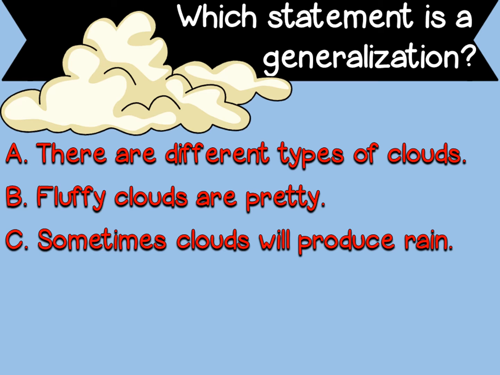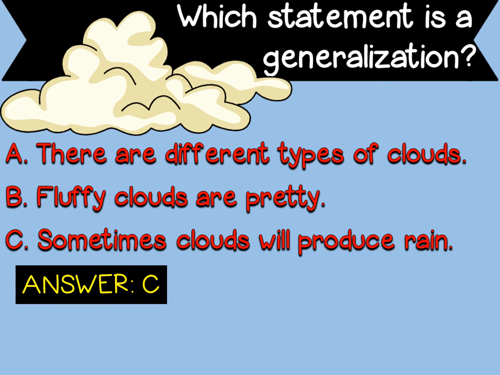What is a generalization? A, there are different types of clouds. B, fluffy clouds are pretty. C, sometimes clouds will produce rain. Which one is a generalization sentence? A, B, or C? The answer is C. Remember, it is a broad statement.